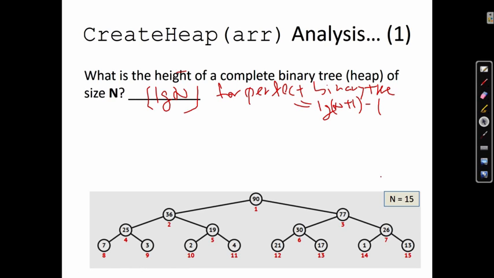At the bottom here, I have a perfect binary tree with 15 items. 15 plus 1 gives you 16, log base 2 of 16 gives you 4, and 4 minus 1 gives you 3. So that's the height, which is correct, as there are 3 edges from the root to any leaf here. So this formula is correct. Okay, next.